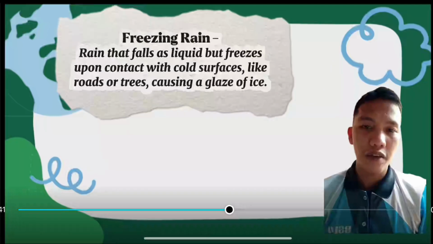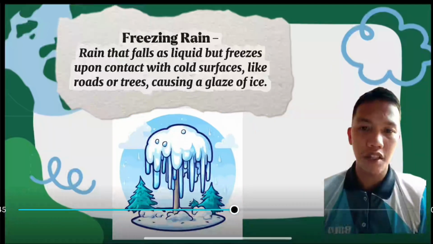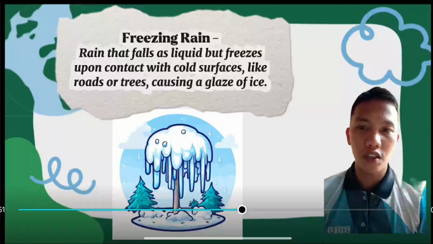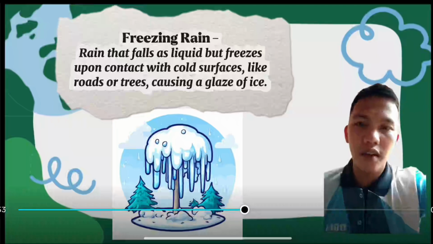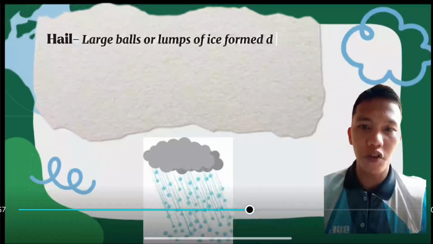Then, we have the freezing rain. Rain that falls as liquid but freezes upon contact with cold surfaces, such as roads or trees, causing a glaze of ice. Then we have the hail, large balls or lumps of ice formed during thunderstorms.